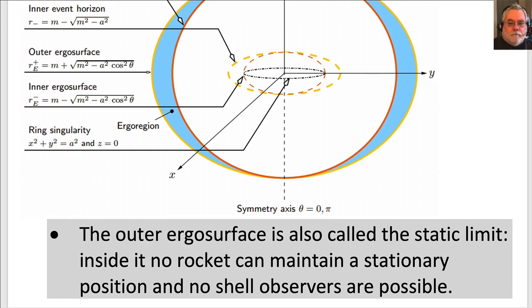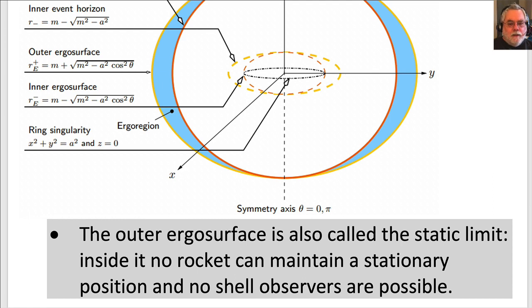The outer ergo surface is also called the static limit. Inside it, no rocket can maintain a stationary position, and no shell observers are possible. Outside the outer ergo surface, it is at least theoretically possible to maintain a stationary position, and shell observers are possible, but not inside the outer ergo surface.